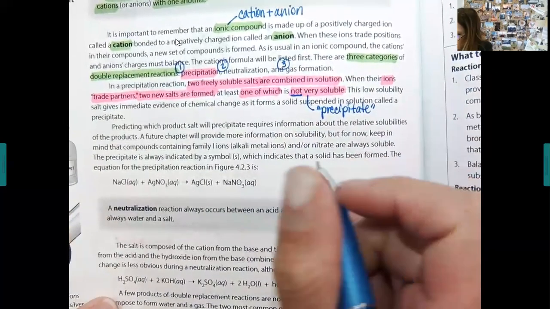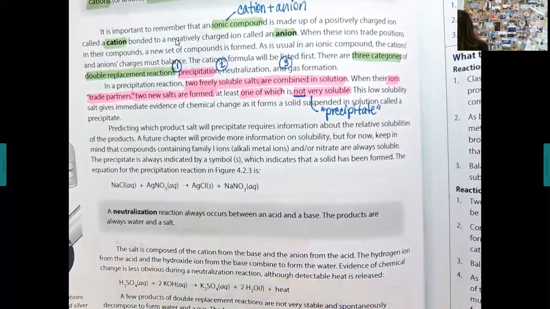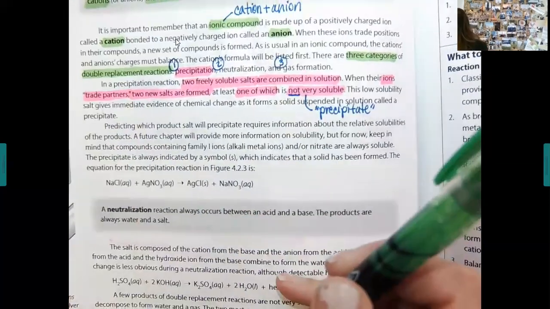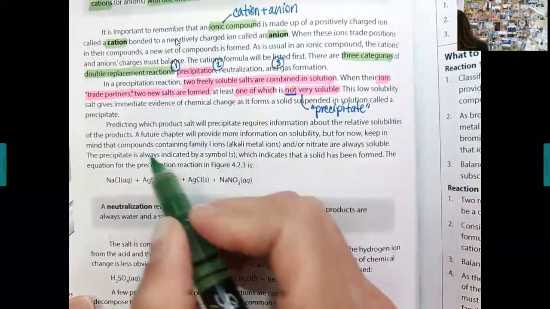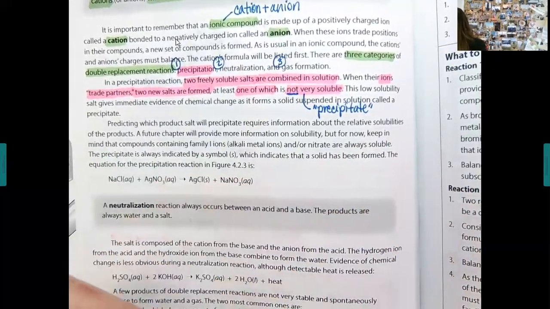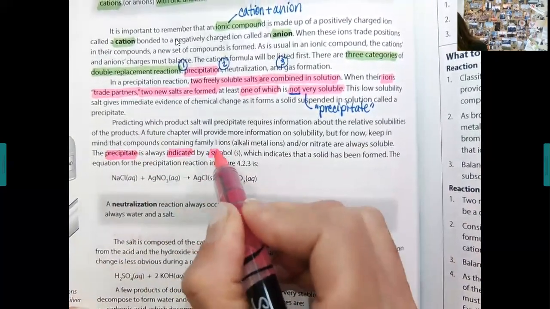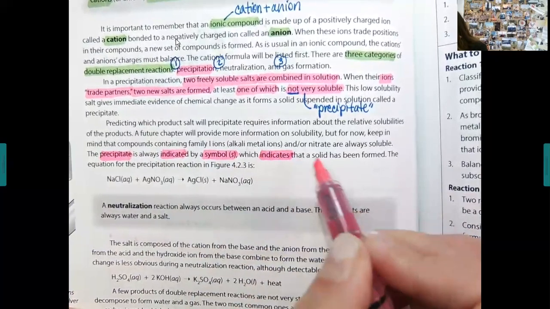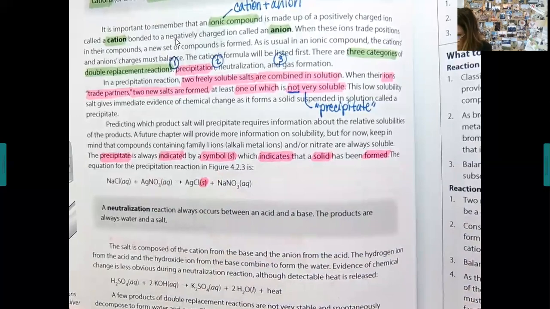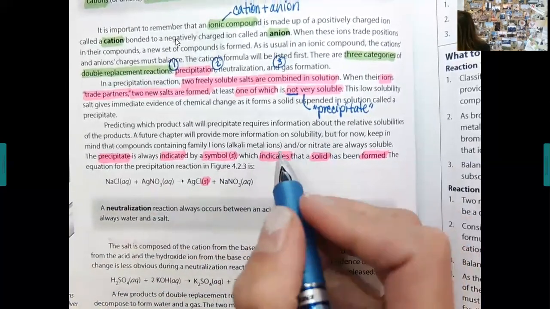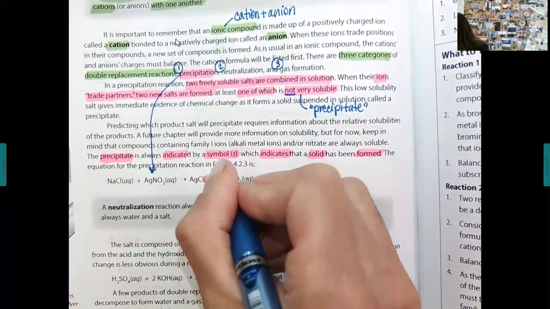Okay, then we're going to have, actually, let me highlight something before I go on to the second type. A precipitate is indicated by the symbol S in parentheses, which indicates that a solid formed. So here in this reaction, that little S right there after the silver, this reaction is a precipitation reaction. This is my precipitate.